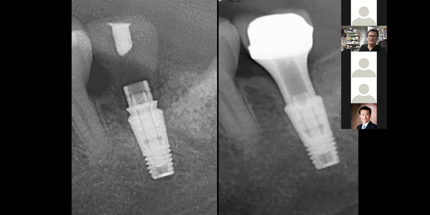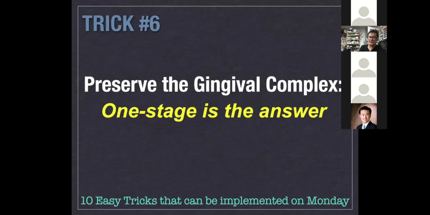Look at the amazing new bone growth. If that was a flat-to-flat butt joint, external hexes, internal hexes, trilobes, and so forth, you will see all of that bone destroyed. So that is one of the take-homes. Preserving the gingival complex, that's the next trick. What you have, you don't want to lose.